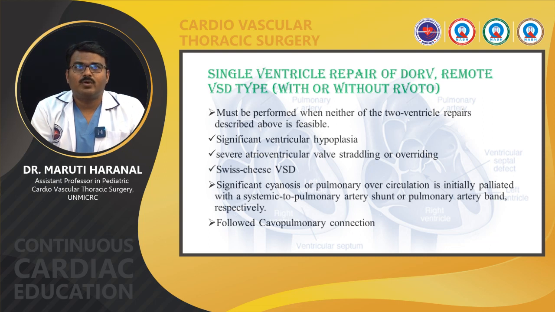Single ventricle repair of DORV, remote VSD with or without RVOTO should be performed in patients with significant ventricular hypoplasia, severe atrioventricular valve straddling or overriding, or restrictive VSD, in which case the true biventricular repair is not possible. Significant stenosis or pulmonary overcirculation is initially palliated with a systemic to pulmonary artery shunt or pulmonary artery band respectively. This is followed by a cavopulmonary connection.